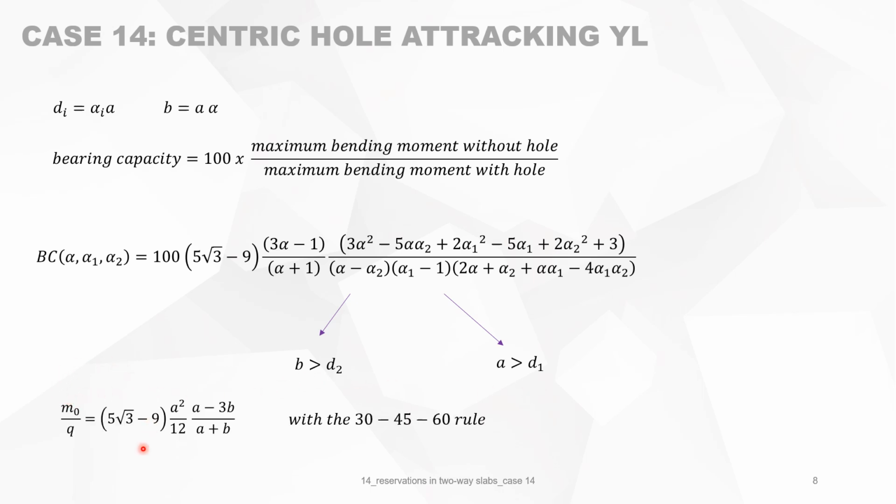The bending moment of the slab without a hole, with a 30, 45, 60 rule, be careful of that because the reflecting yield line is different. And then you have the M0. We define it always regarding the 30, 45, 60 rule.